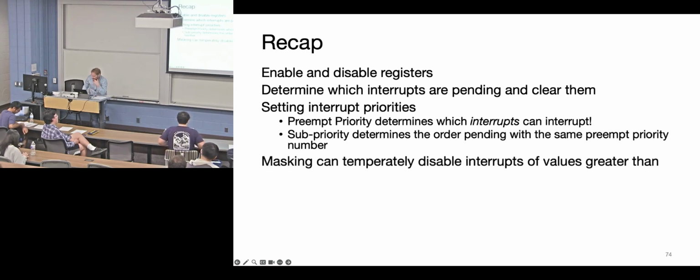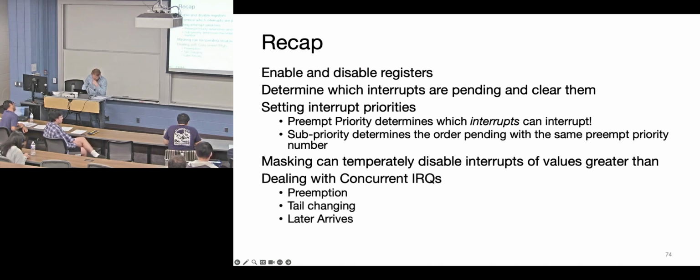There's also masking, which allows you to temporarily disable interrupts, or at least groups of interrupts, which is a nice feature to have. And then there's all the edge conditions that you could imagine: preemption, tail chaining, and late arrivals, which concern what happens from a timing point of view as different interrupts occur. All right, we'll end there, and we'll go over one more interrupts example in our next lecture, and then we'll move on from there.